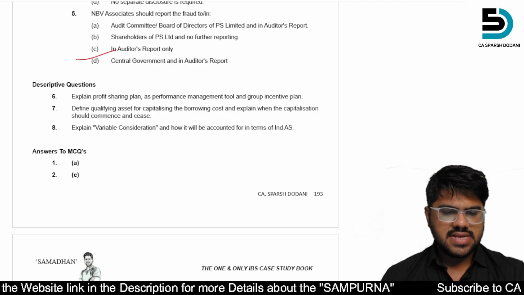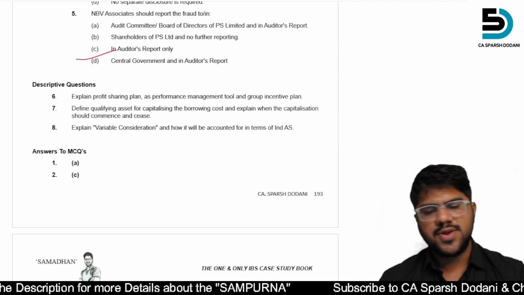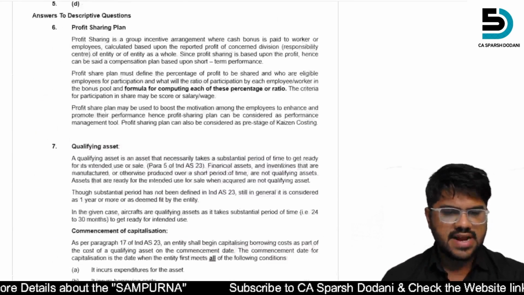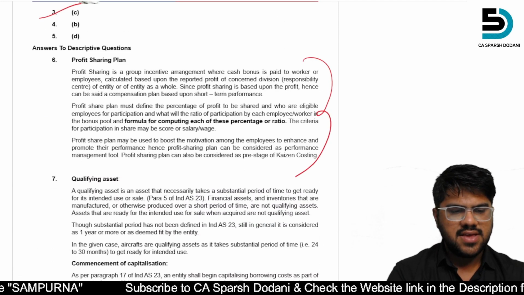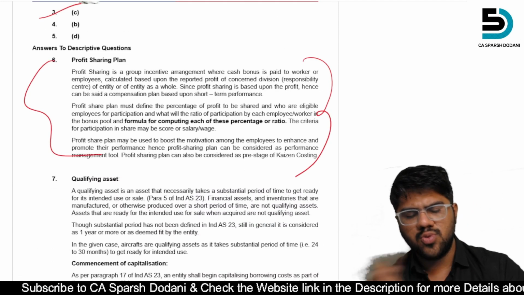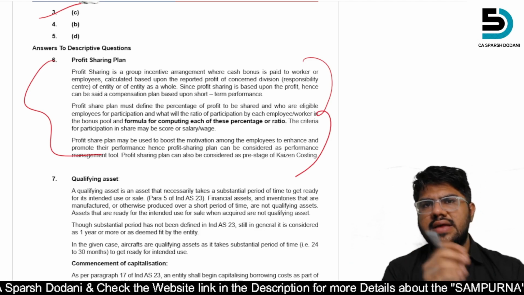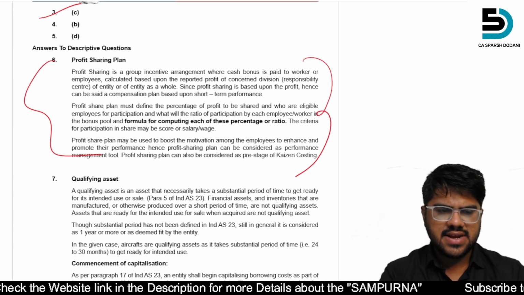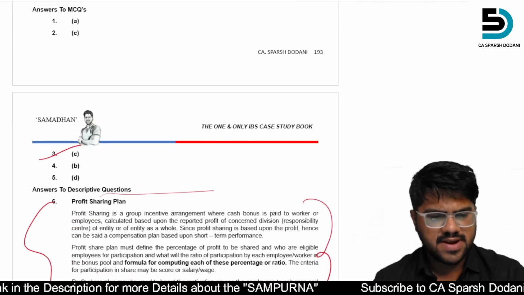Then again, descriptive question, explain profit sharing plan. You can easily write it. Just read it out once. You can just read it out from Samadhan. There's no like time to go anywhere else. Just read it out from Samadhan. It is very easy, comparatively very easy.